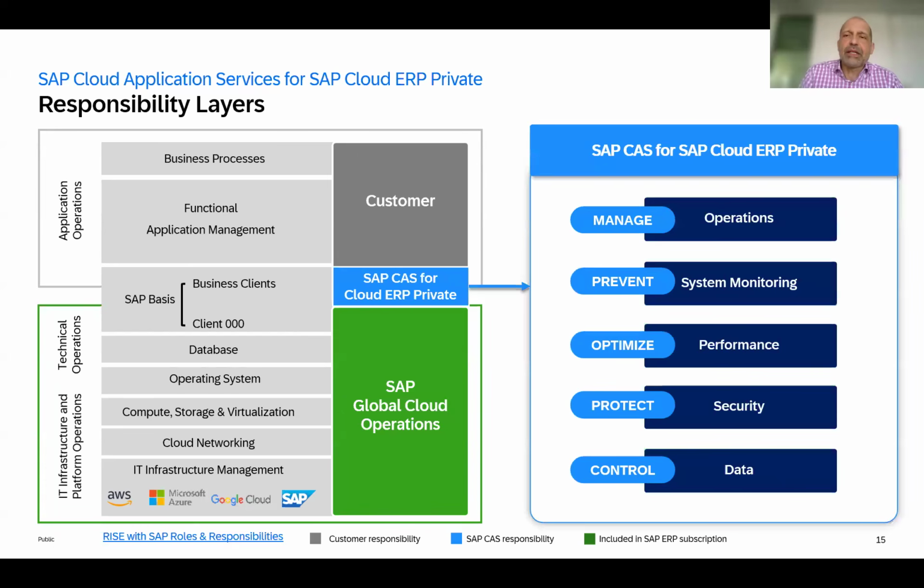What does this mean in a more specific way of explaining? SAP CAS for Cloud ERP Private is taking over the system monitoring, also from a business process perspective. We take care of the application performance. We take care of security updates and also, of course, the data management.